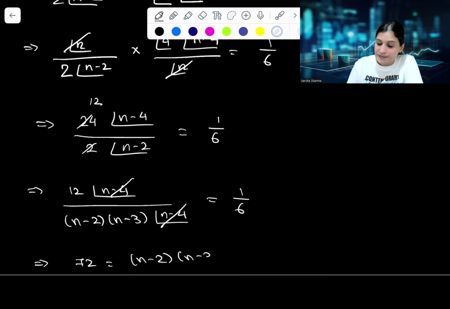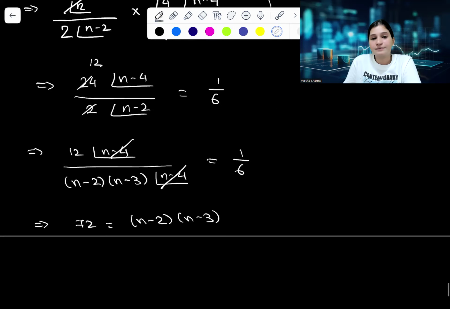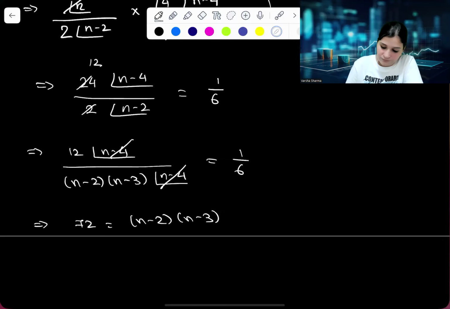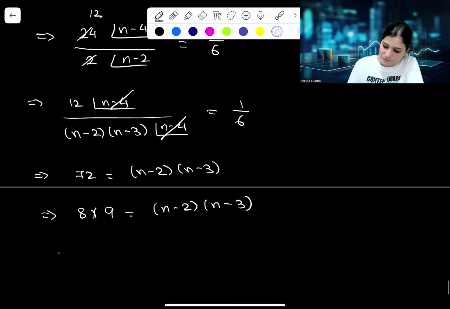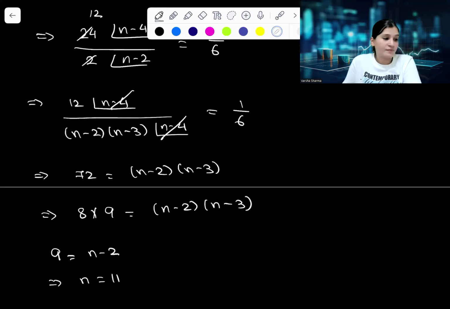So the right hand side is a product of two consecutive numbers. So 72 can be written as 8 into 9. Now comparing. So in the left hand side, which one is the larger number? 9. And in the right hand side, the larger number is n minus 2. So n will be 11. Yes, ma'am.